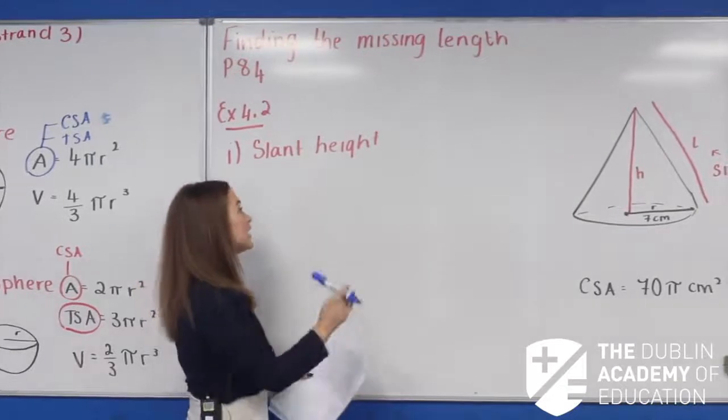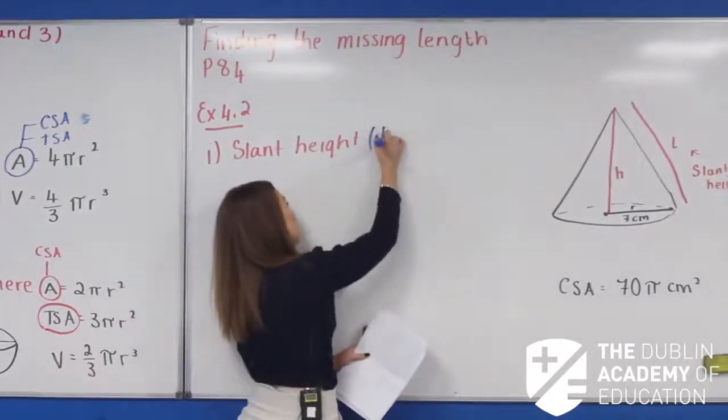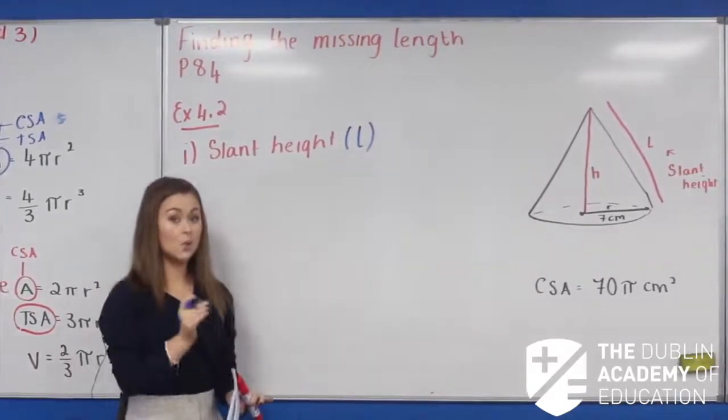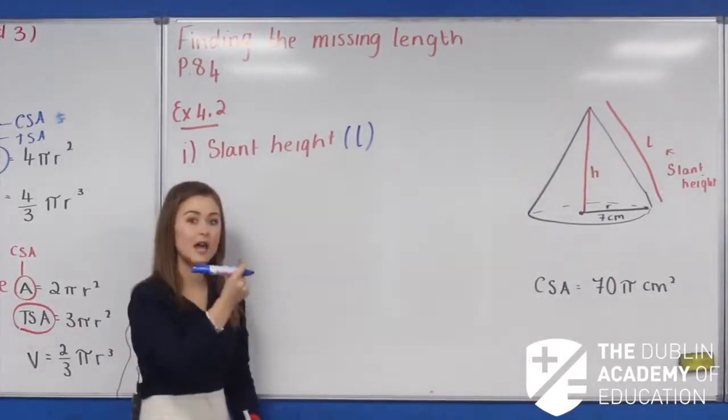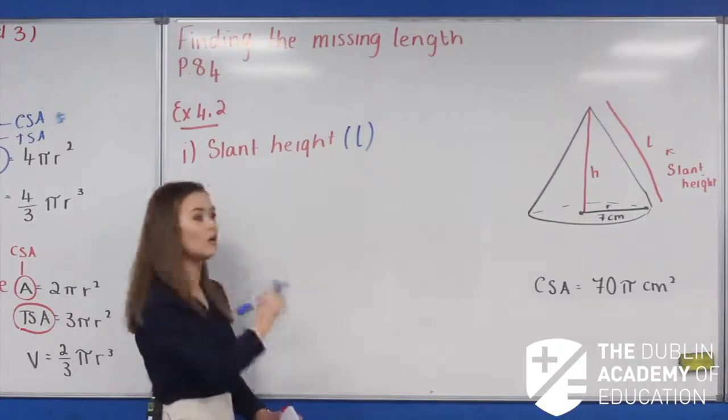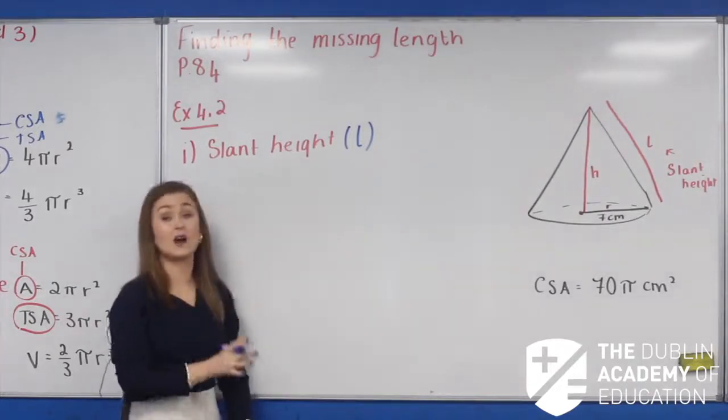So coming back over here, beside slant height, I'm going to put down the letter L. Why? Because that's what it is labelled. A lot of people will automatically see H, say that's my height, off they go, and they'll be finding the incorrect thing.